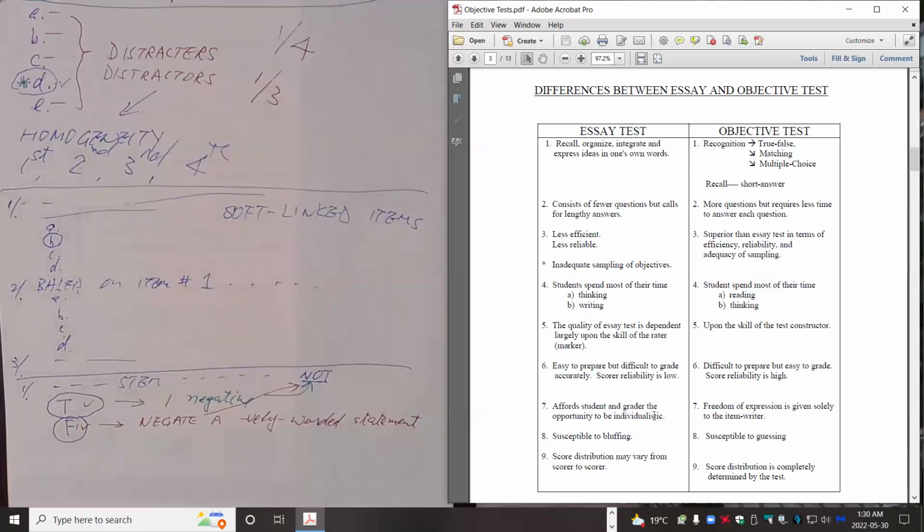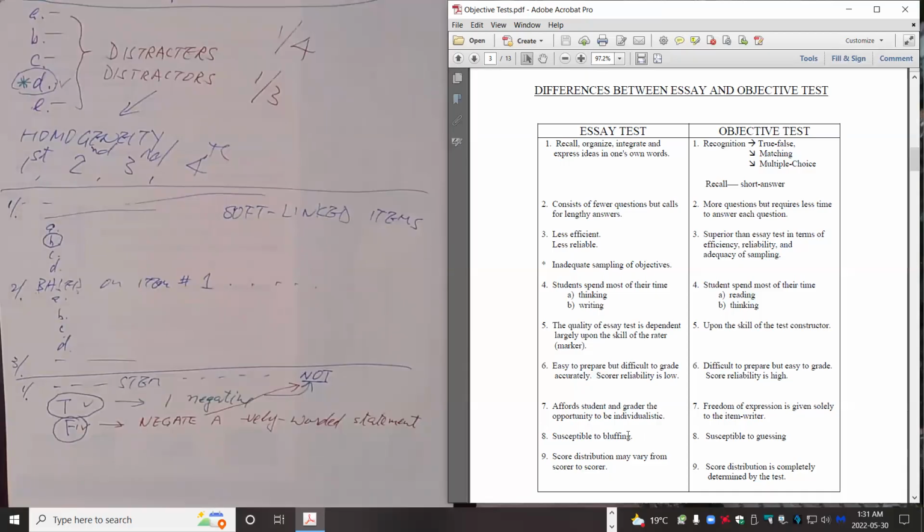Now, an essay test affords the student and the marker the opportunity to be individualistic. Students could write whatever they want. The marker could mark the paper however they want. Freedom of expression is given solely to the item writers, because the test takers have nothing to write, just mark the correct answer.